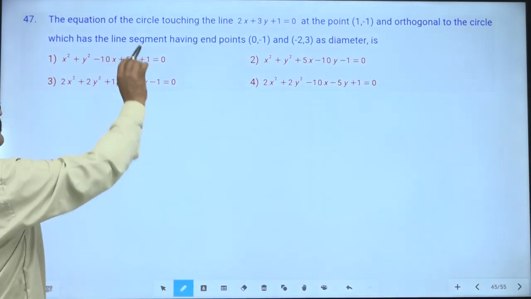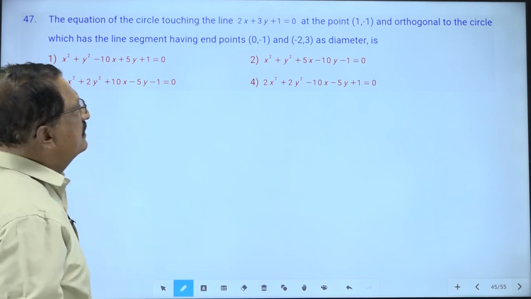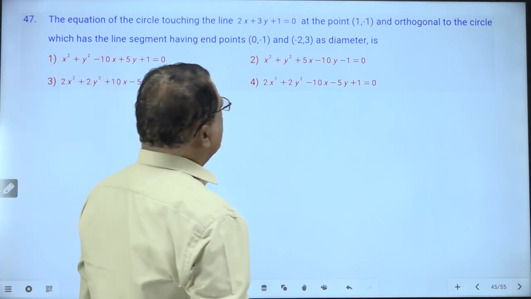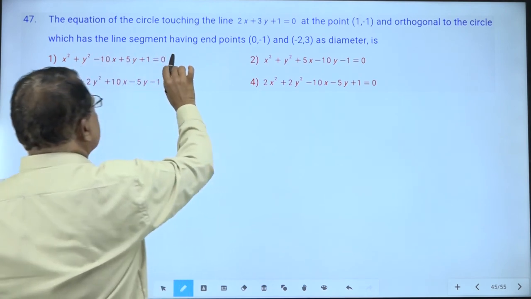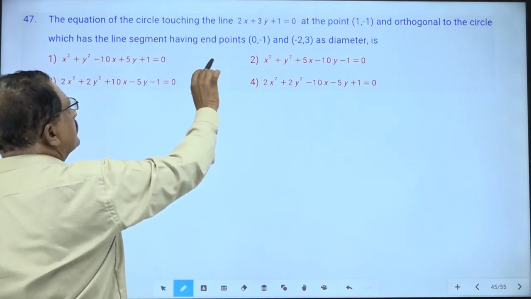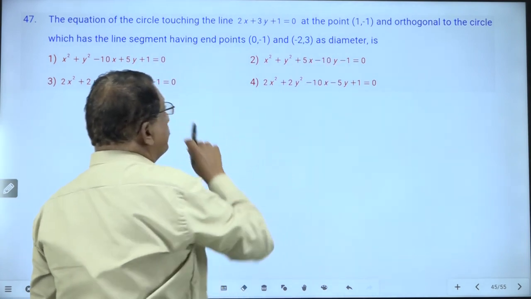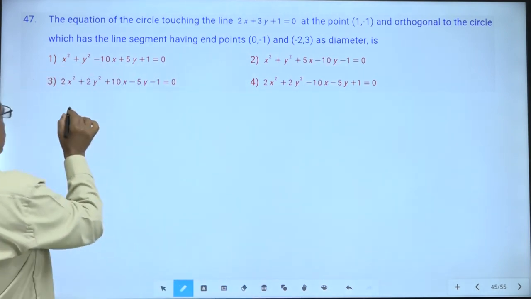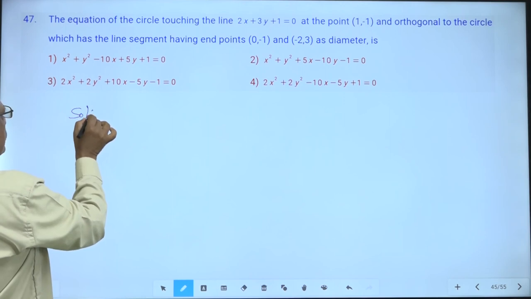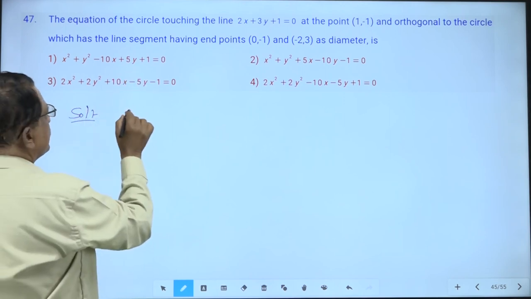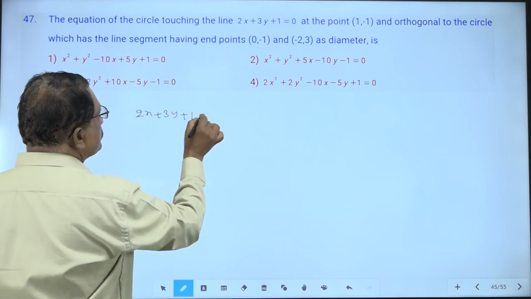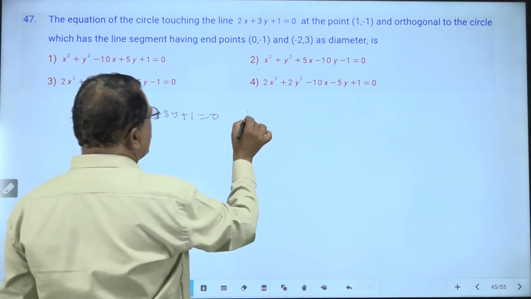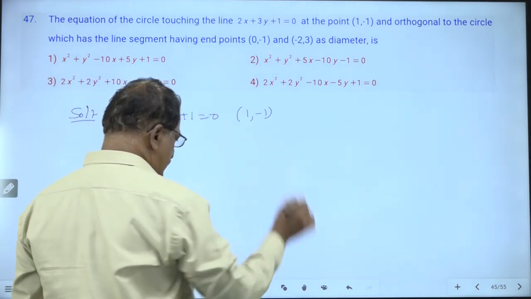Next. The equation of the circle touching the line at 1 comma minus 1 and orthogonal to the circle which has as diameter. Okay. Now solution. The given straight line is 2x plus 3y plus 1 equals 0. Given point 1 comma minus 1.